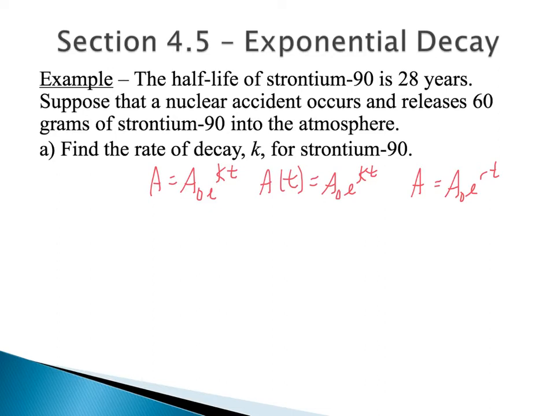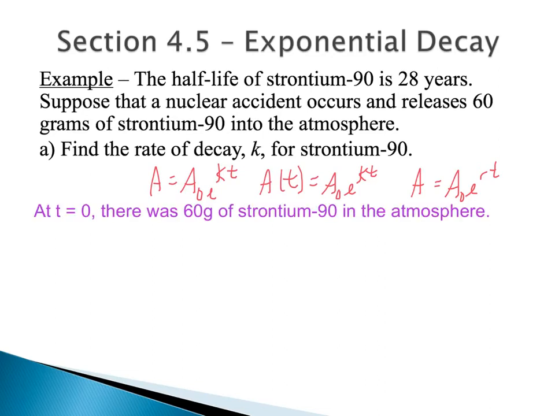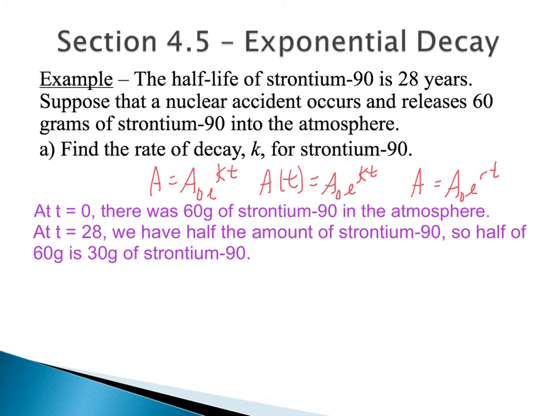So if we think about this, first we want to understand that at t equals 0, as soon as the nuclear accident occurred, we had 60 grams of strontium-90. Now, what we know about the half-life of strontium-90 is that it's going to take 28 years for half of it to decay. So that means that at t equals 28, we would have half of that original amount, which means we're taking half of 60. Half of 60 is 30. So at t equals 28, we would have 30 grams of strontium-90.